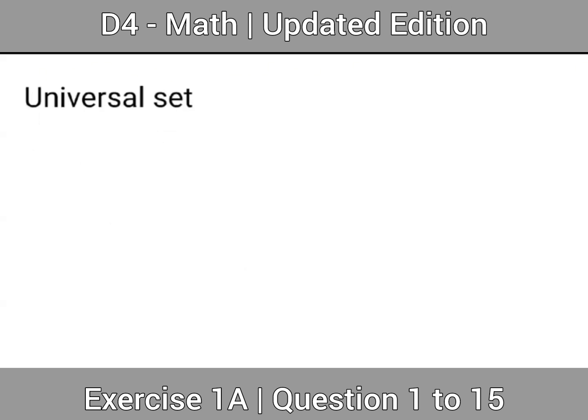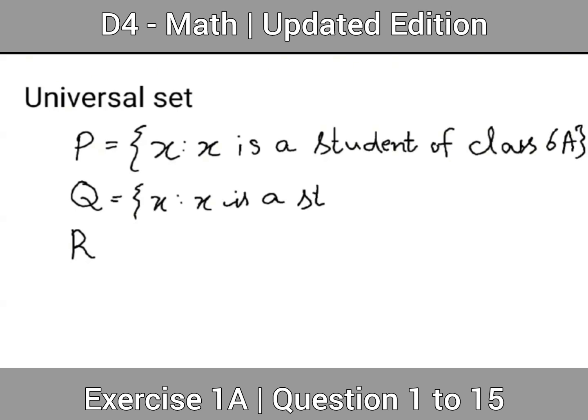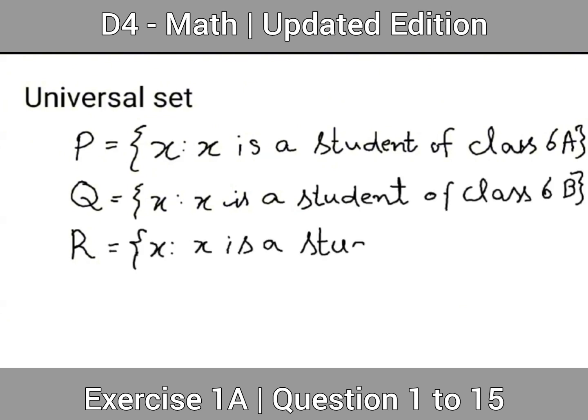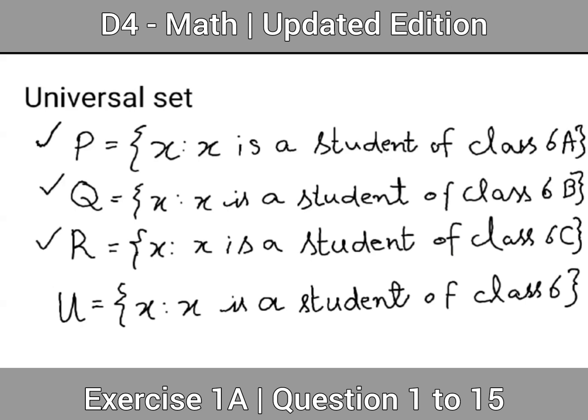What is a universal set? We will understand it through an example. Consider we have three sets P, Q, and R. P is a set of all students such that X is a student of class 6A. Q is a set of all the students of class 6B. And R is a set of all the students in class 6C. The universal set in this case is the set of students of class 6. Universal set is denoted by U. As we can see, P, Q, and R, all these three sets, are part of the main set U.